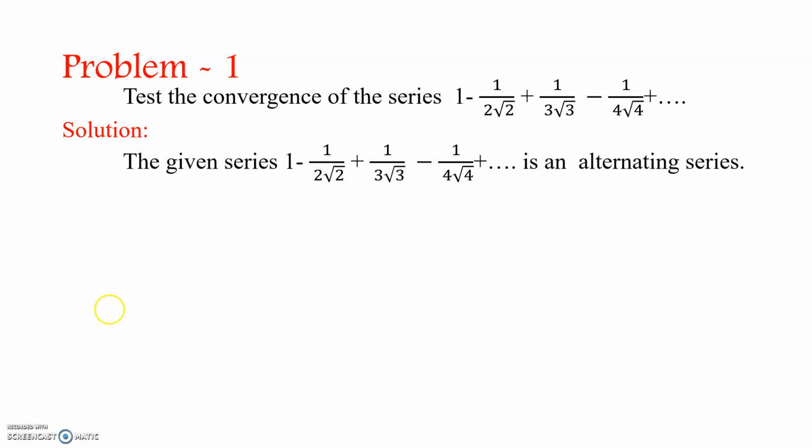First one, test the convergence of the series 1 minus 1 by 2 root 2 plus 1 by 3 root 3 minus 1 by 4 root 4 plus etc. Look at this given series. First term positive, second term negative, third term positive, fourth term negative. So we have alternate positive and negative terms. Therefore, for the given series we can use the Leibniz test to test the convergence. So consider the given series is an alternating series.